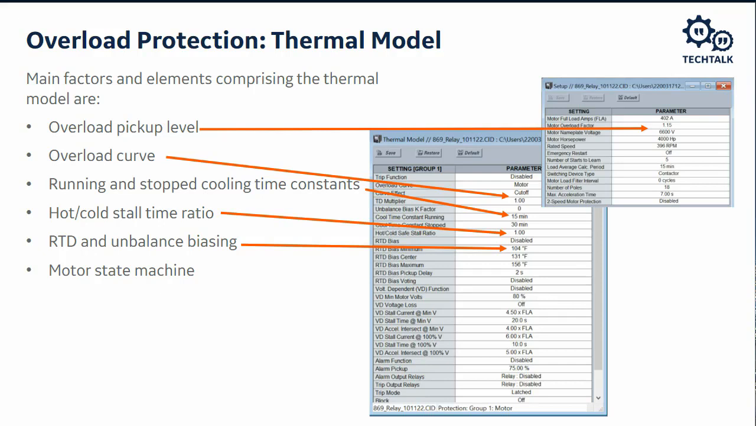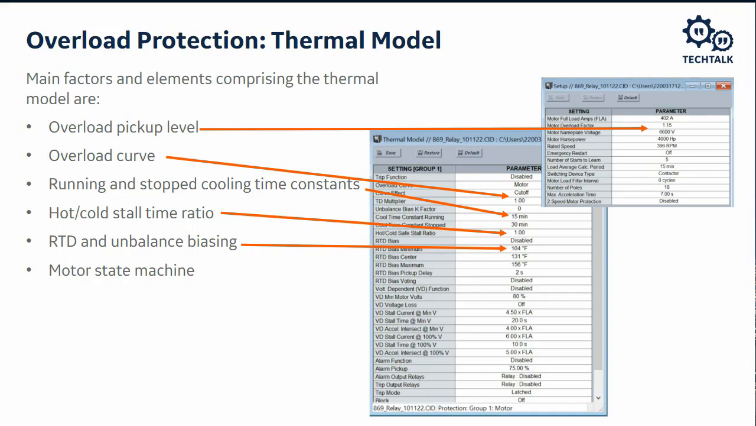There's also a setting that's used in the motor thermal model called the hot to cold safe stall ratio. Hot to cold safe stall ratio is used by the motor thermal model to model where the thermal capacity falls to when the motor is running under its normal conditions. So when it's running at its rated temperature rise, it relates to the amount of thermal capacity used at that point.